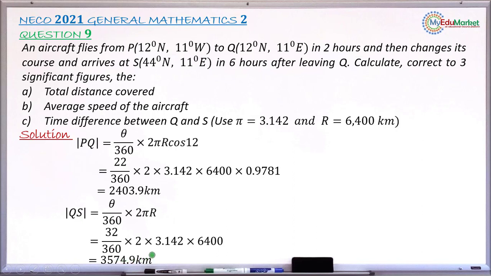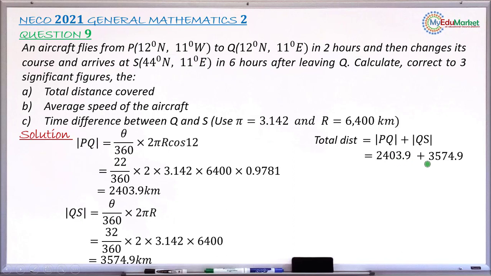This is the distance QS. So now go ahead and find the total distance. Total distance, which we now said is the distance from P to Q plus the distance from Q to S. So substituting distance PQ by 2403.9 and substituting distance QS by 3574.9.